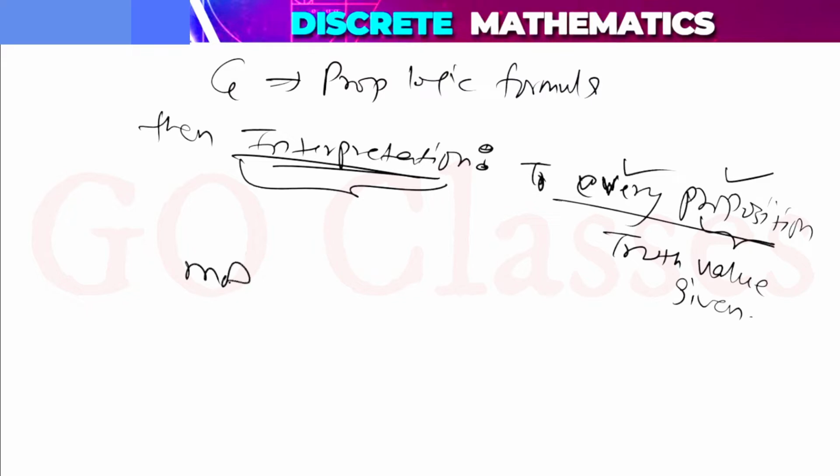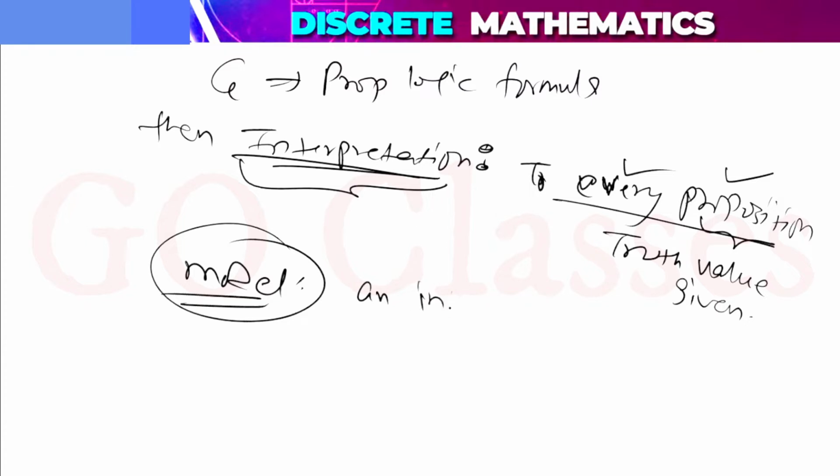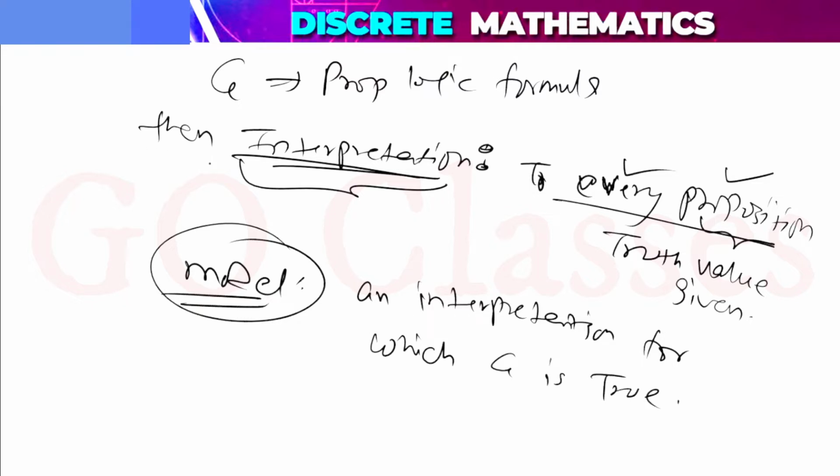And what is the definition of model? A model is an interpretation for which the formula is true. An interpretation for which G is true. This is the simple definition of interpretation, and this is the definition of model.